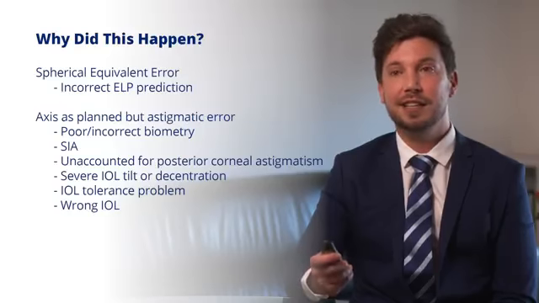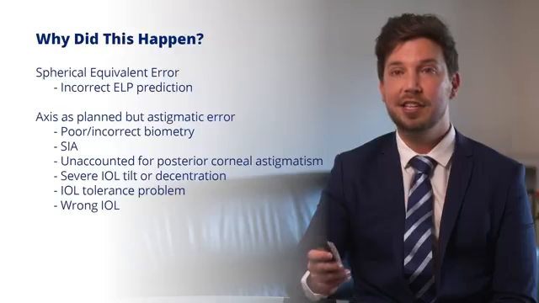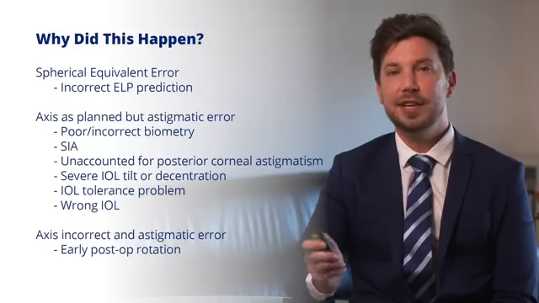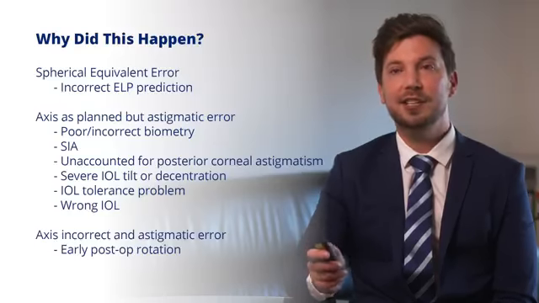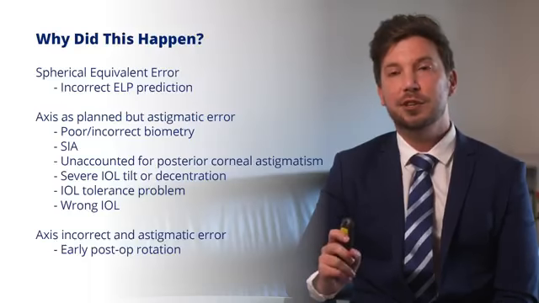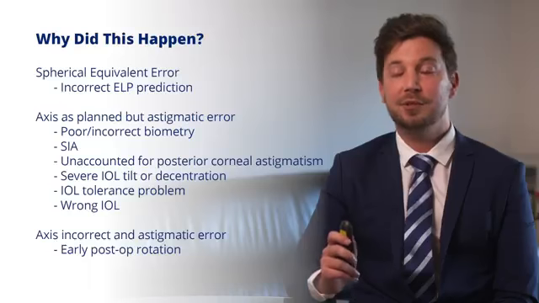And ultimately, the other thing that can go wrong and does go wrong is putting in the wrong IOL. It's not the end of the world, but it does happen. If your axis is incorrect and you have an astigmatic error, then you've probably got an early post-operative rotation, and that's all that's happened.